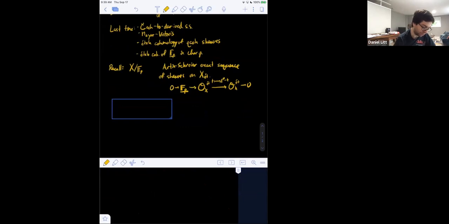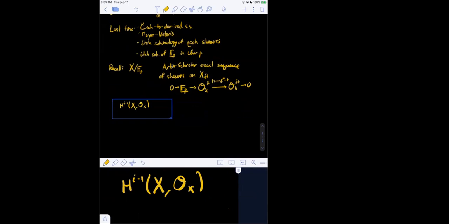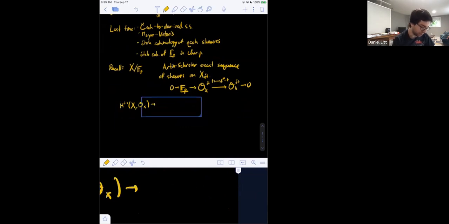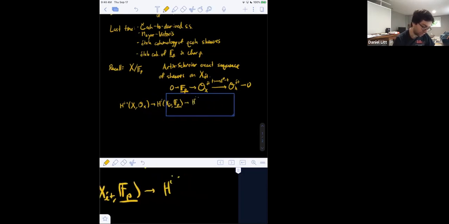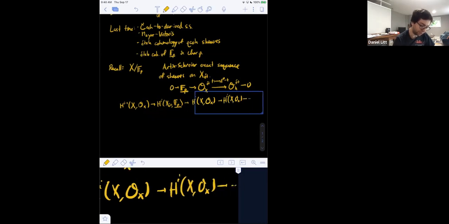So this gave us a long exact sequence which goes from H^{i-1}(X, O_X) Étale. Well, that's just the same as H^{i-1}(X, O_X), the usual Zariski cohomology, by the theorem we proved last time, that Étale cohomology of quasi-coherent sheaves agrees with Zariski cohomology of quasi-coherent sheaves. Then this maps to H^i(X Étale, F_p) with F_p coefficients. This maps again to H^i(X, O_X), and this maps to H^i(X, O_X) again by this Artin-Schreier map, x to x^p minus x, and then so on.